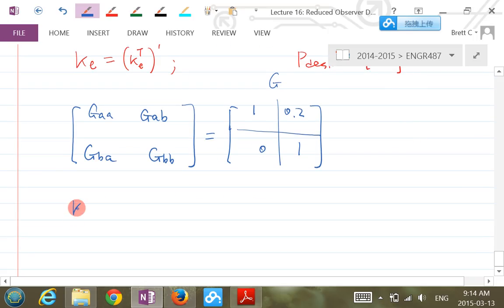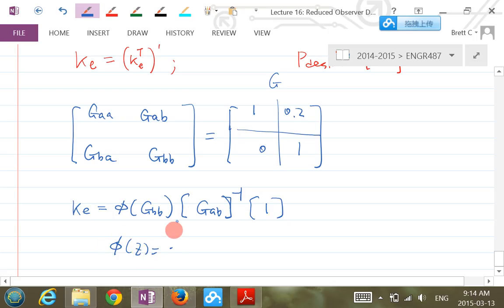And then when you calculate your KE, you can hand calculate this for this one very easily. KE equal to phi GBB, and then time, because this is a simple system, GAB inverse, and then times 1. And phi A and phi Z equal to Z, because the order is only n minus 1, so it's just Z, because only one state here. So plug in this GBB. So this term here basically means phi GBB is just GBB. So you plug this in here, this can be calculated easily, and this is going to be 5. So just like that.